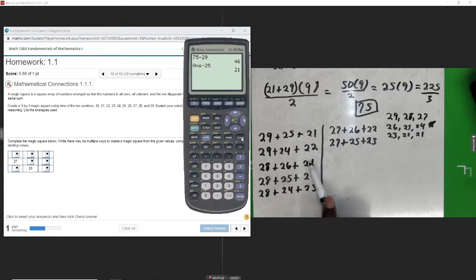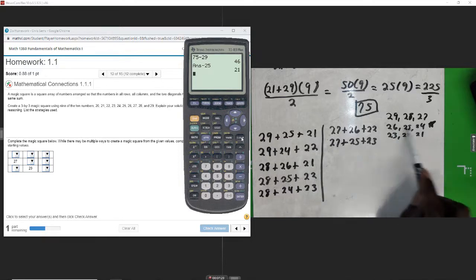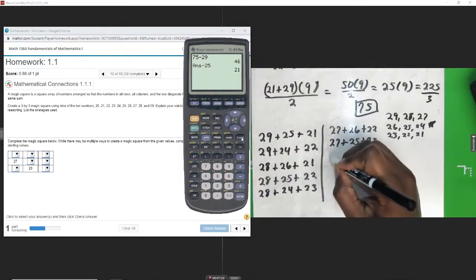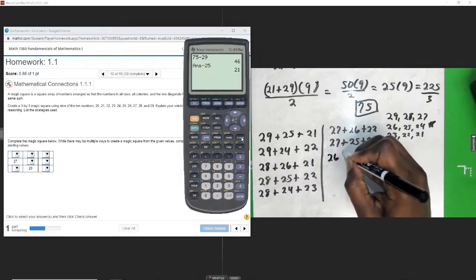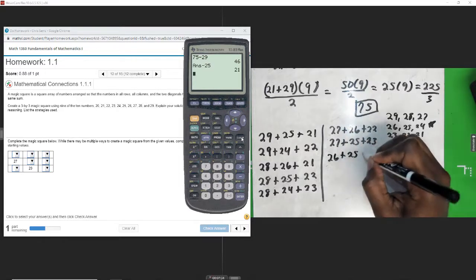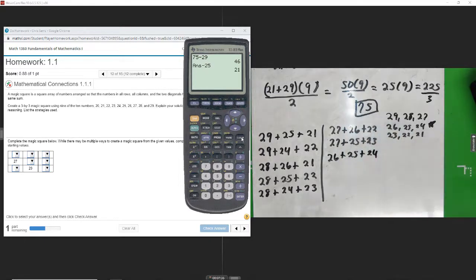We got 1, 2, 3, 4, 5, 6, 7. We need 1 more. That's going to be that middle row. 26, 25, 24. Okay, so here's our list of 8 equations.